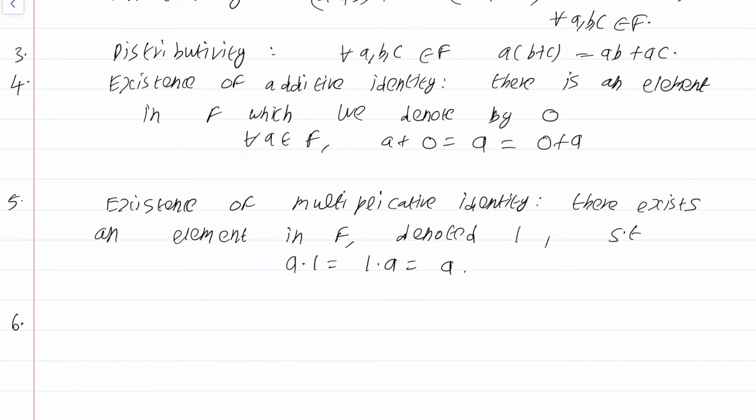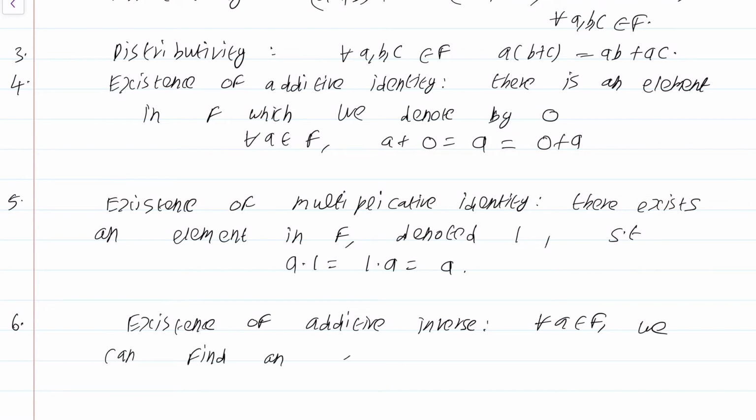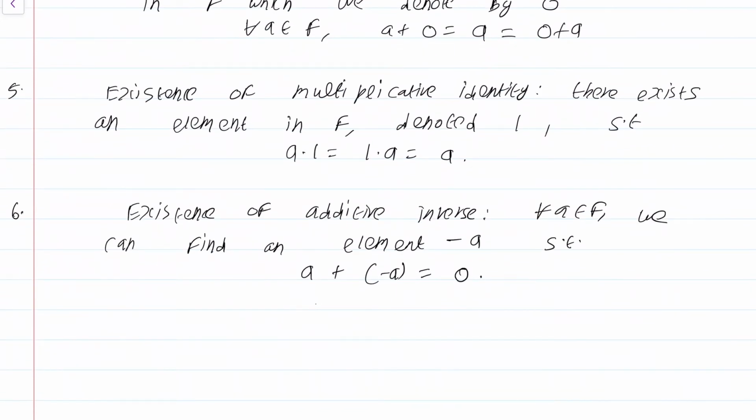6. Existence of additive inverse. Well, for all A in F, we can find an element which again for psychological reasons we denote as minus A, which looks more like underscore A. This is not C programming, so I will write it as minus A such that A plus minus A is equal to 0. Note very carefully, I have not written A minus A is 0 because we don't have a minus operation on this set. We have only an addition and a multiplication. So that's why I'm writing A plus minus A equal to 0, which is also equal to minus A plus A. Again, this follows from commutativity, but I'm just mentioning it.